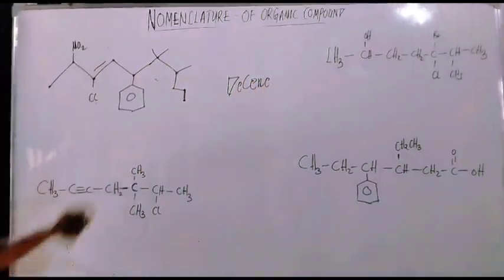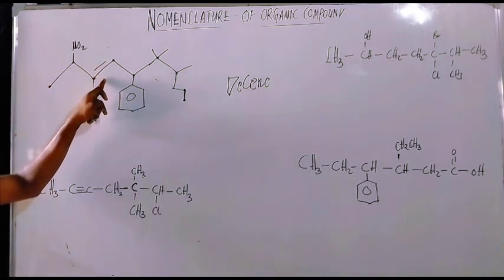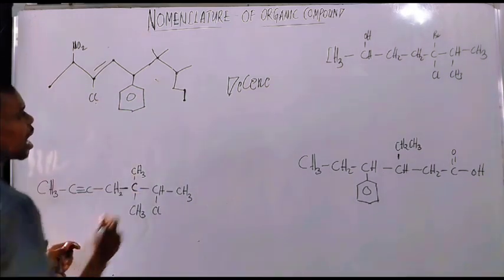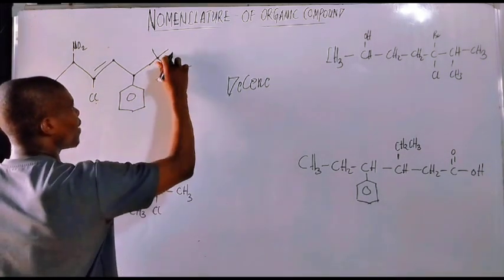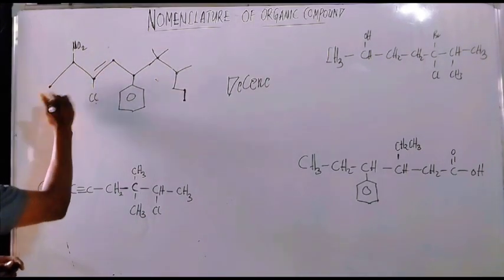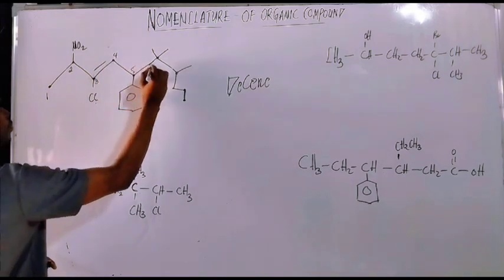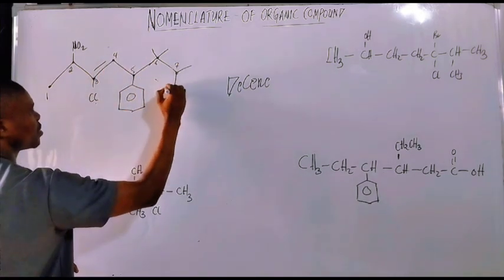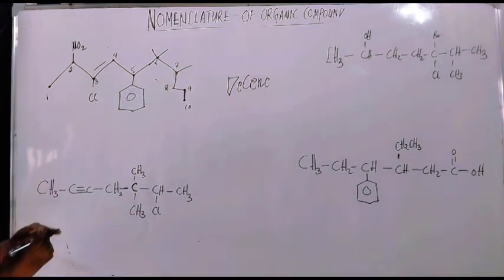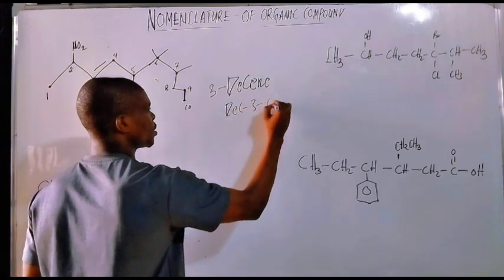right? Decene, yes. Because there's a double bond here, right? Now remember, the double bond must have the lowest possible number. So my name will start from here. It will not start from here because if you start from here, I have 1, 2, 3, 4, 5, 6, 7, right? But when I start from here, 1, 2, 3. So it's going to be 1, 2, 3, 4, 5, 6, 7, 8, 9, and 10. Can you see that? So it's going to be 3-decene or dec-3-ene.